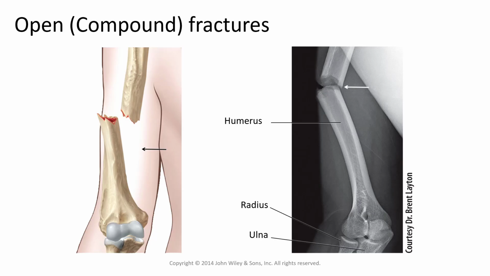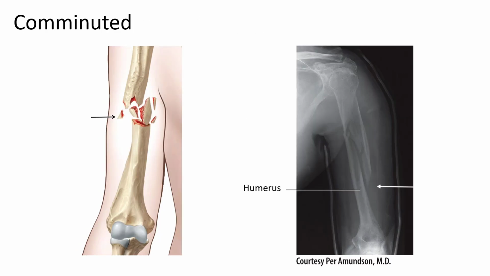surrounding tissues from pathogens. Comminuted fractures occur when the bone splinters or shatters into several pieces at the site of the injury. In the image here on the left, you can see that the humerus has again been fractured, with the bone shattering into multiple fragments at the site of impact, and these smaller bone pieces lie between the two main pieces of bone. You can see in the X-ray image that the humerus has been fractured and the bone has broken away into multiple pieces from the site of injury, and that's shown with that white arrow once again.